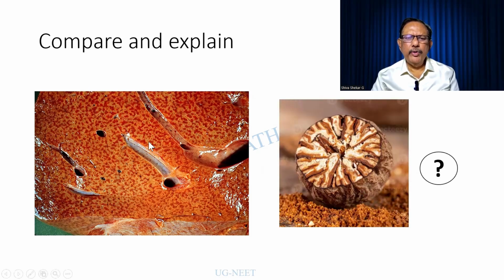I would like you to compare these two and explain. Leave alone the liver, I'm explaining this. This is a substance, maybe a nut or something, and I find that there are some alternate dark and light lines or regions. Shavings from these can be used along with betel nut. So you find that there is a similar picture. Diagnosis.